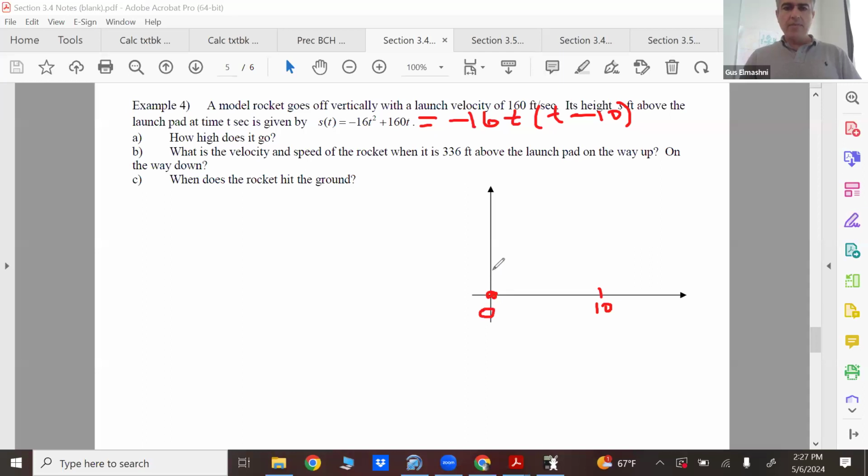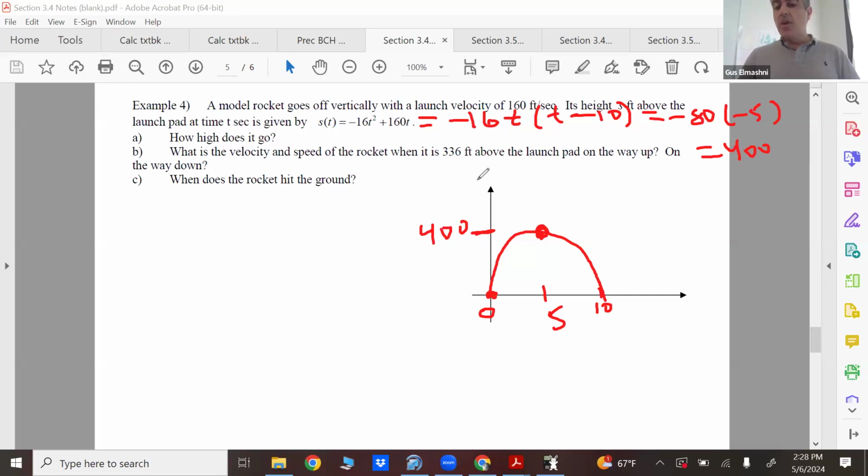And how high does it go? It's going to do something kind of like this, right? Does that make sense? So I don't really need to use calculus here. I can just kind of figure it out. It's not that hard. What do you think the height's going to be? I get 400, right?